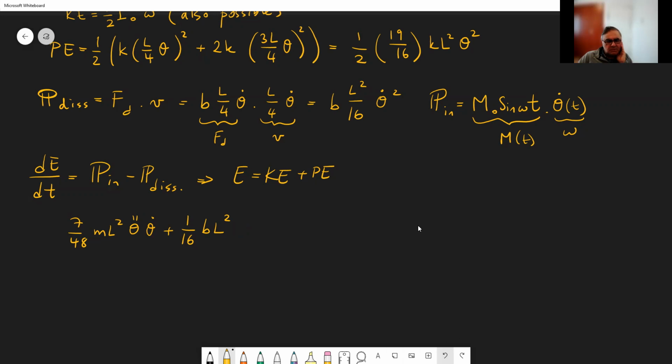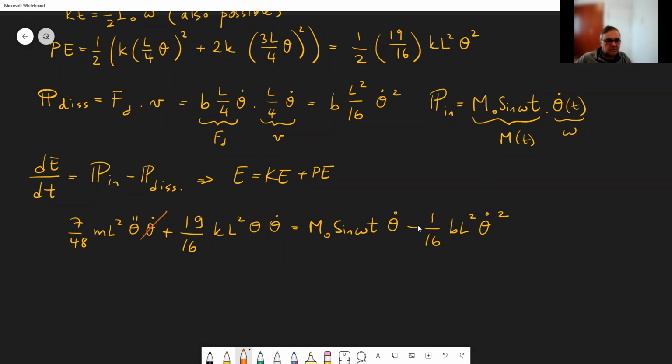Maybe I shouldn't write this one. Let's write it later. This is dissipation plus the potential energy, 19 over 16 L squared theta times theta dot, equals power in, which is M0 sine omega t times theta dot, minus this one, 1 over 16 B L squared theta dot squared.